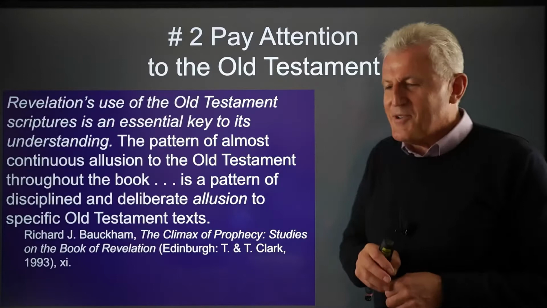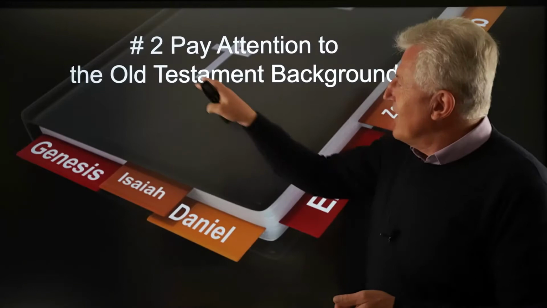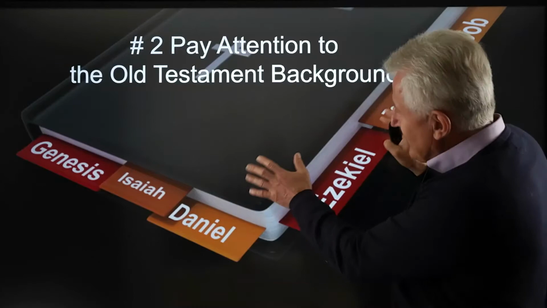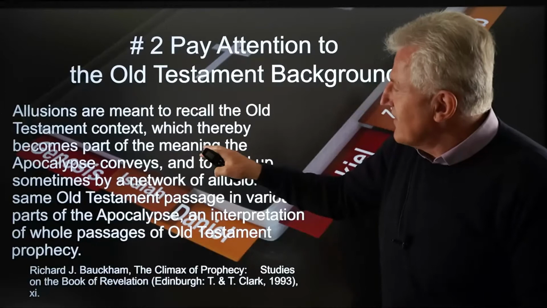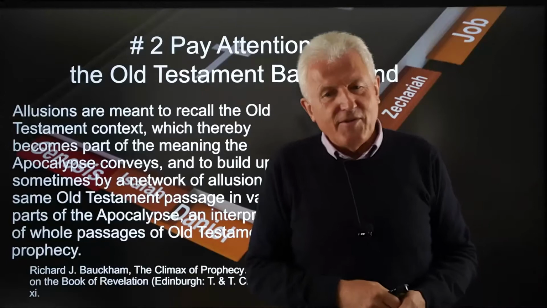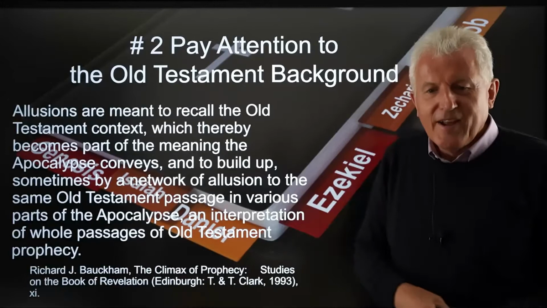I wish I could have written that as precisely and as emphatically as Bauckham expresses it. I think he is right. Let's just look at that. Here you have, pay attention to the Old Testament background, and we have Old Testament here in the background. And we have Bauckham commenting on this by saying that allusions are meant to recall the Old Testament context, which thereby becomes part of the meaning the apocalypse conveys, and to build up, sometimes by a network of allusion to the same Old Testament passage in various parts of the apocalypse, an interpretation of whole passages of Old Testament prophecy.